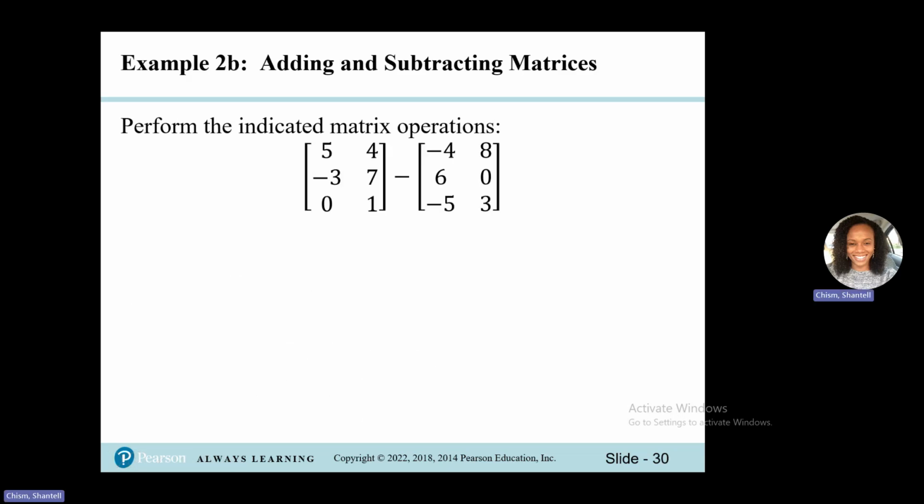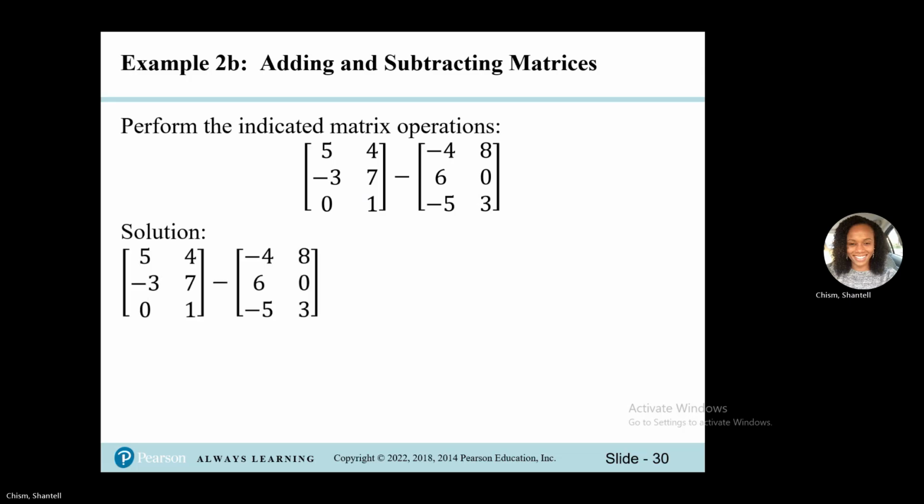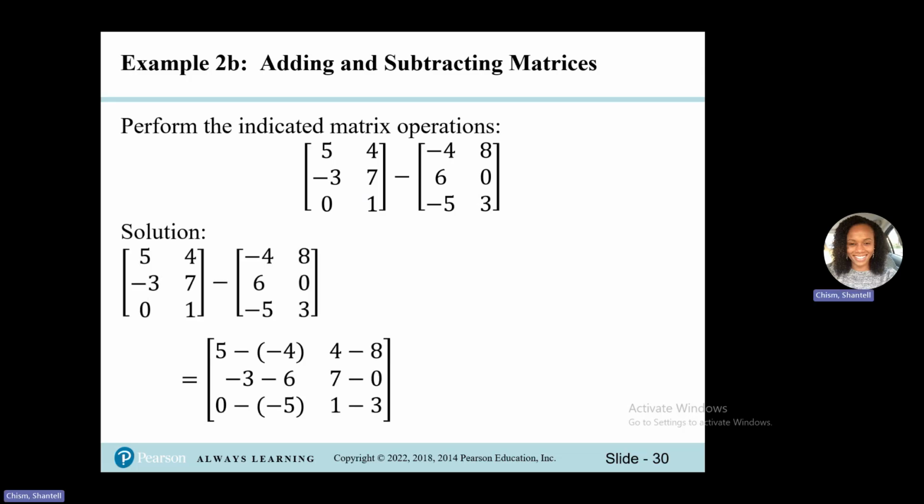Same thing with the subtracting. This is a 3 by 2. 3 rows, 2 columns. And this is a 3 by 2. Remember, in order to add and subtract, they need to be the same size, because you have to be able to add or subtract the corresponding elements.